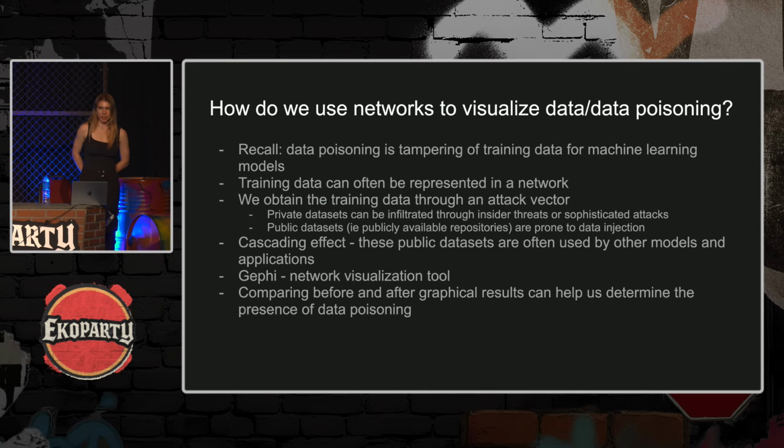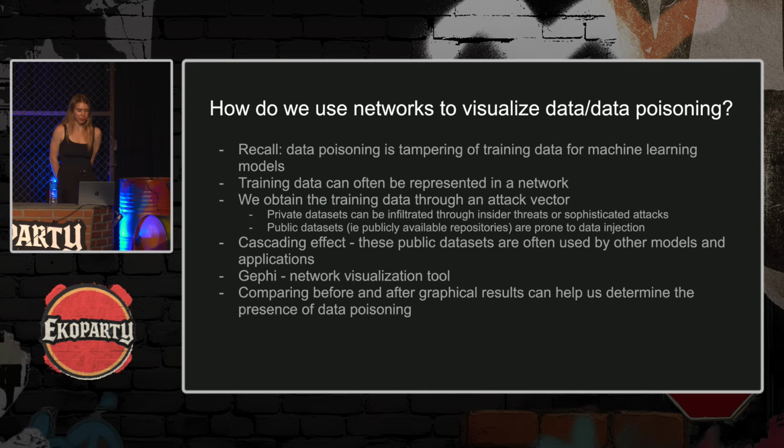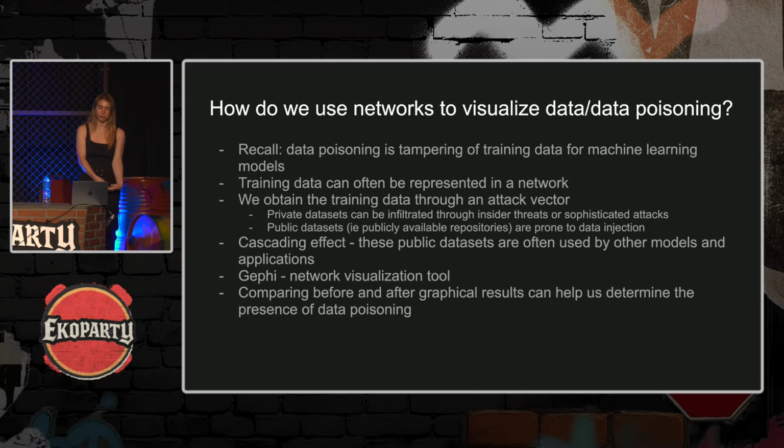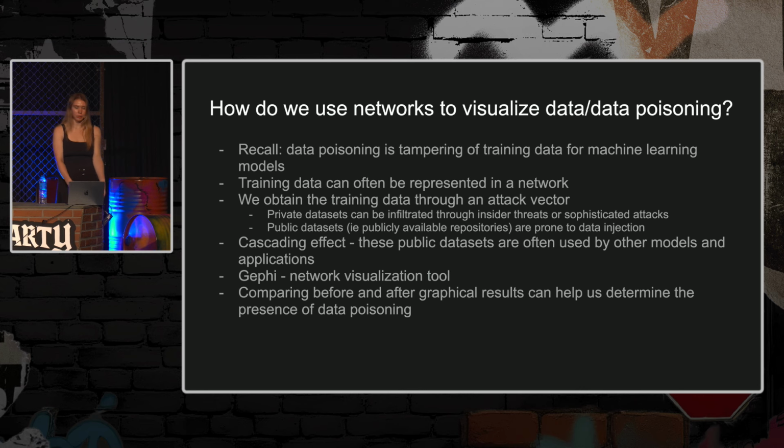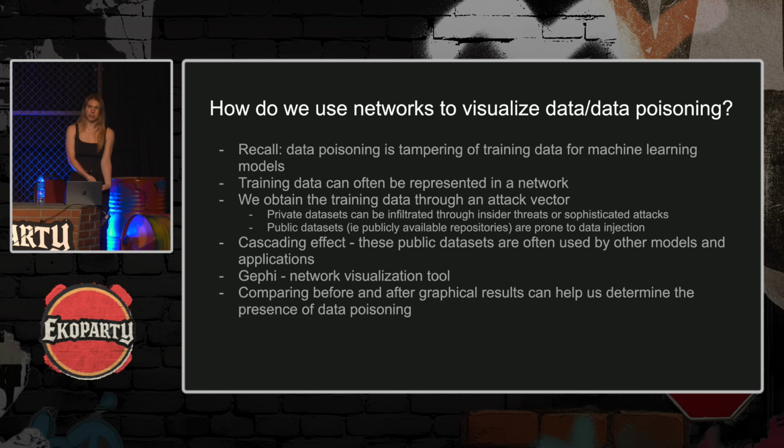So, as I said, networks help us represent important information, like those international flight paths. But networks can also visualize training data for machine learning. And all of this vital information should be protected, as tampered networks and data can have cascading results. Training data can be obtained through attack vectors.